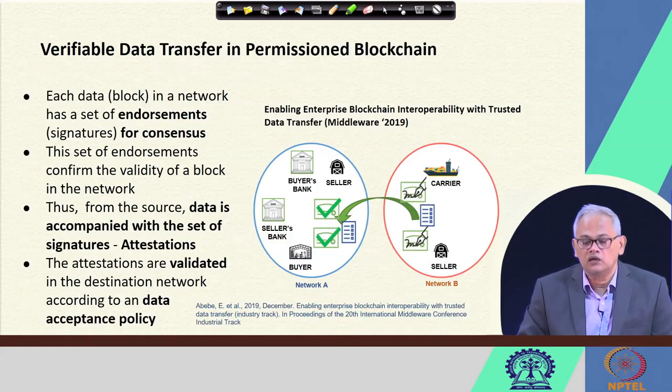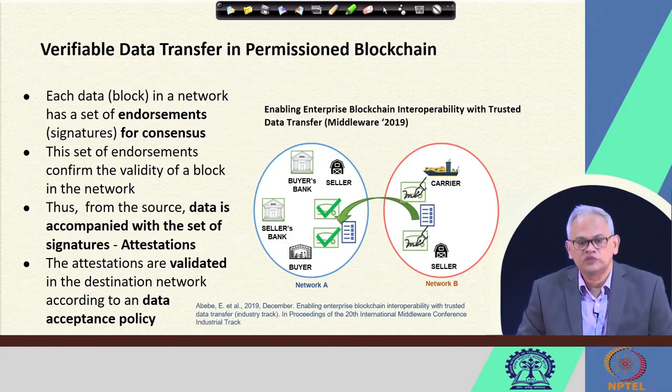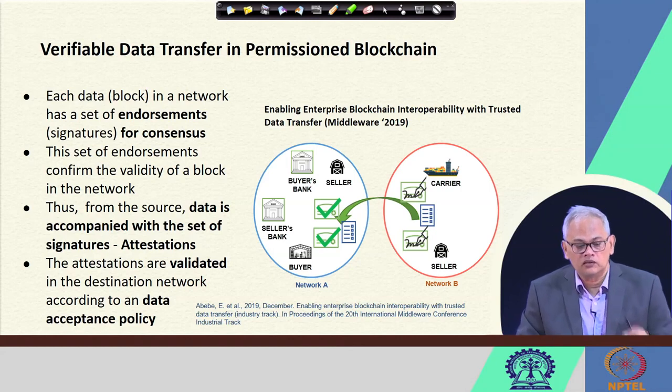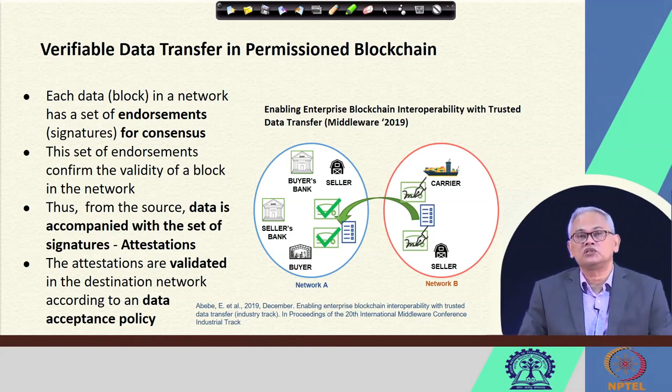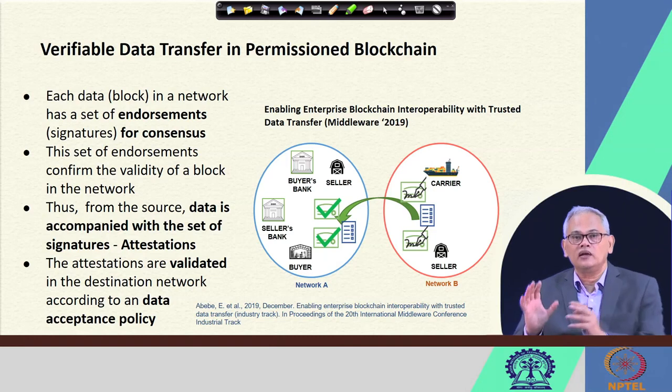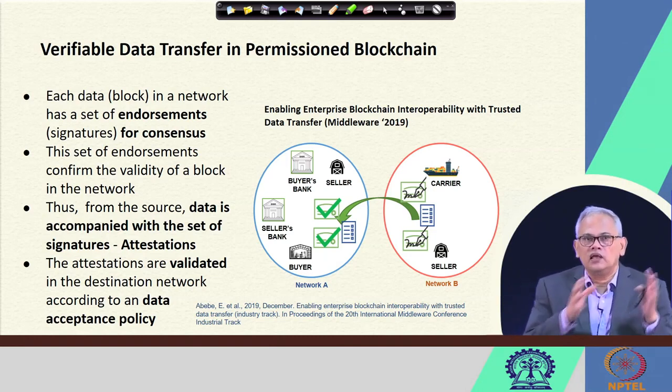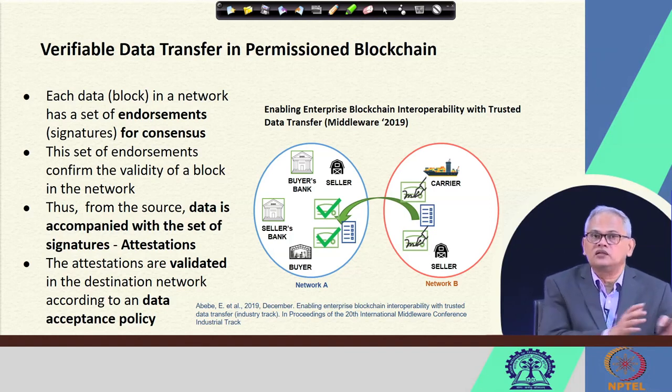So, this is the network A in this particular diagram. From the source, which is network B, the data is accompanied with a set of signature attestations, which show that indeed it is a consensus view of the parties in that network, and then these attestations are validated in the destination network.